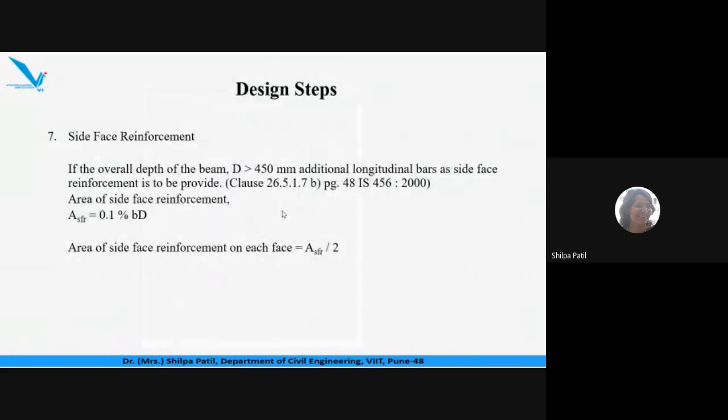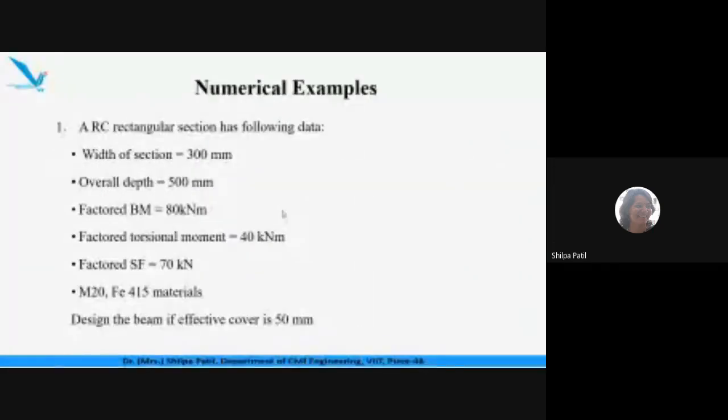Actually, I wanted to start one numerical example also, but the time remaining is just 10 minutes, and you have the practical further at 3:30. So I need to stop the lecture here today. We will see the numerical example in the next lecture. There will be 2-3 types of examples which may be asked on the concept of torsion. One is where the details of the beam are given, as you can see on the screen right now, and all the dimensions are already given. We only need to find out the required area of steel.